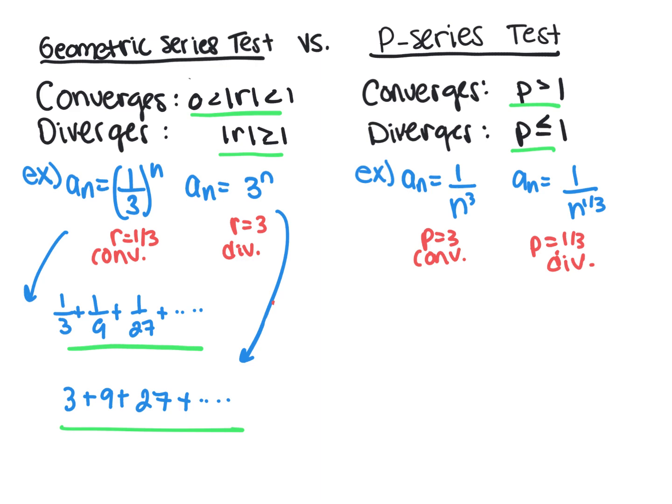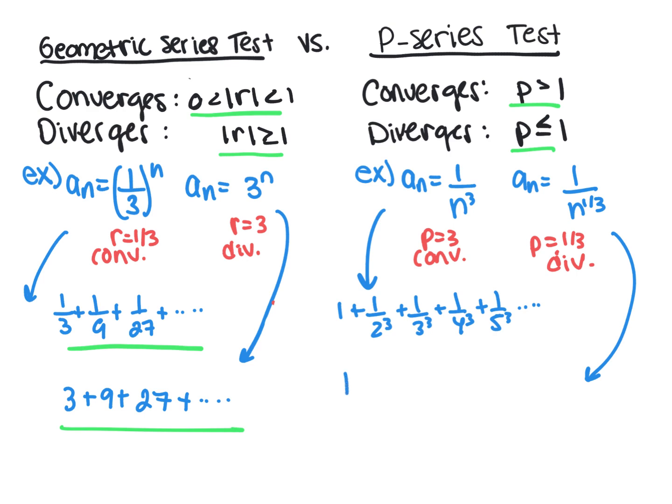Okay? So that makes sense why it converges when r is less than 1. Because if it's bigger than 1, the numbers are clearly going to get bigger as you raise them to a power. So what happens with the p-series? Well, let's look at this guy. If we start at 1, that'll be 1 over 1 cubed plus 1 over 2 cubed plus 1 over 3 cubed plus 1 over 4 cubed plus 1 over 5 cubed, and so on. And then if we look at this one, we'll have 1 over 1 plus 1 over the cube root of 2 plus 1 over the cube root of 3 plus 1 over the cube root of 4 plus 1 over the cube root of 5.